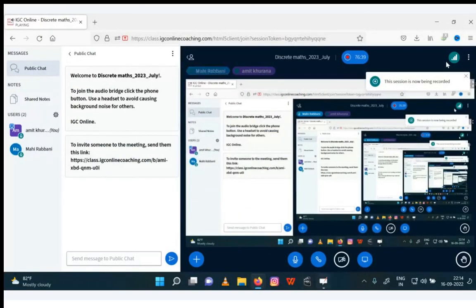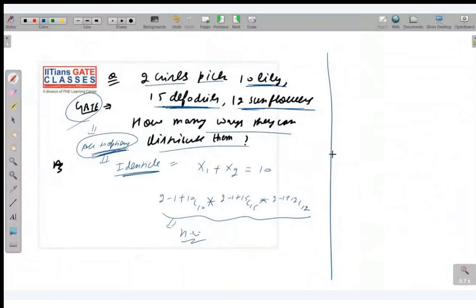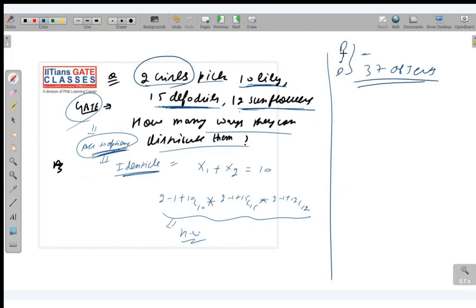Yes, so I will say 10 lilies, 15 daffodils, and 12 sunflowers are there. Since all of them are different, I will say 10 plus 15 plus 12, so 25, 37. So 37 objects are with me, and I want to distribute them to 2 girls because all are different. By the way, it is a distribution problem, distinct to distinct. I will tell you after a few slides. Don't worry. I am just giving you the hint as to why this option was not making sense.